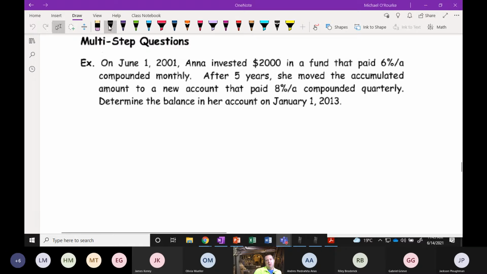Okay, I'm going to make this question a little bit easier. Let's just change this to January, so we don't have to play any games. So, what's our first investment? We'll do it in black.